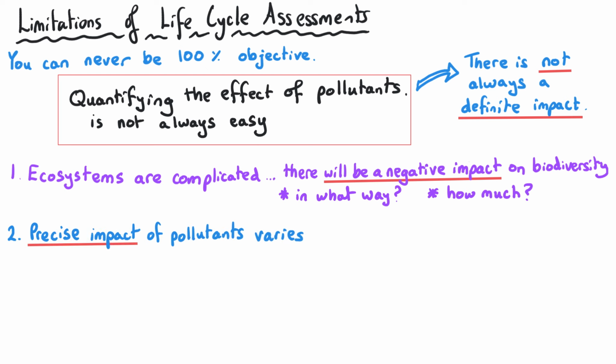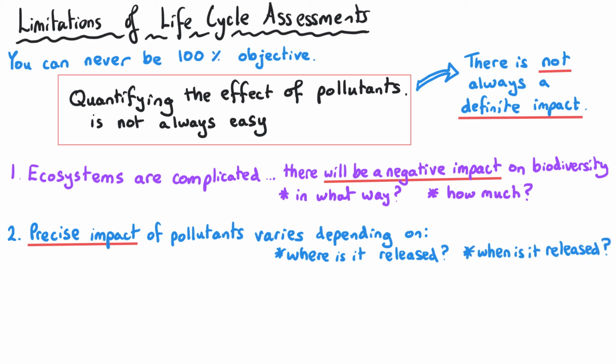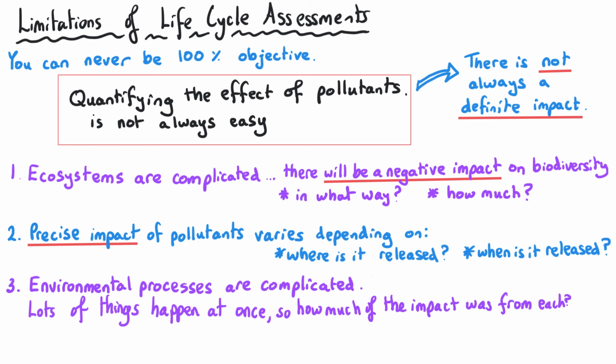Additionally, the impact of a pollutant might vary depending on where it is released or when it is released during the course of a year. Additionally, we have some extra uncertainty because environmental processes are very complicated and they often interact with each other, and so a direct impact is hard to quantify.